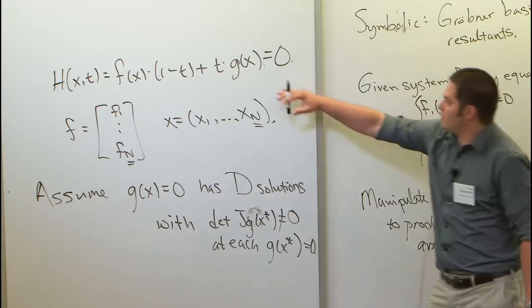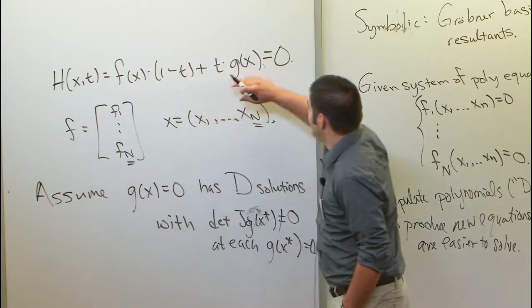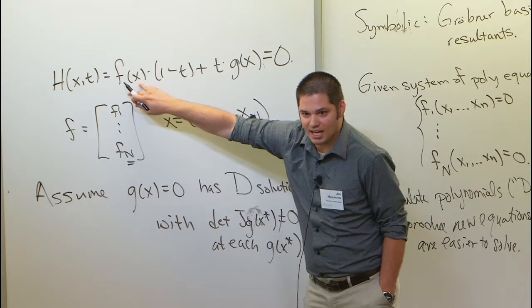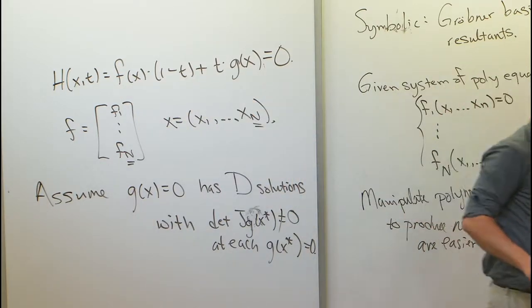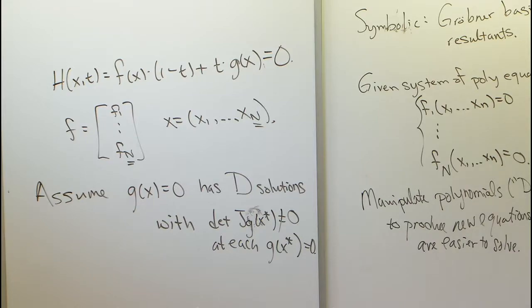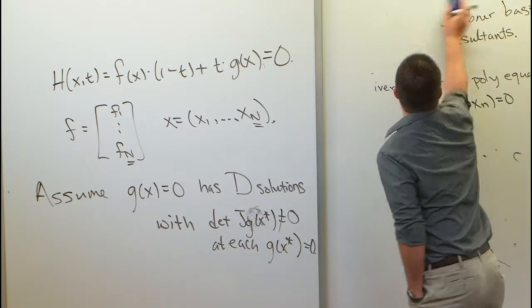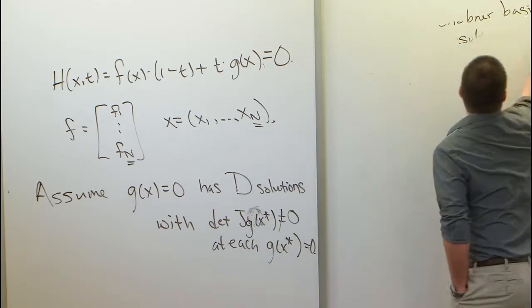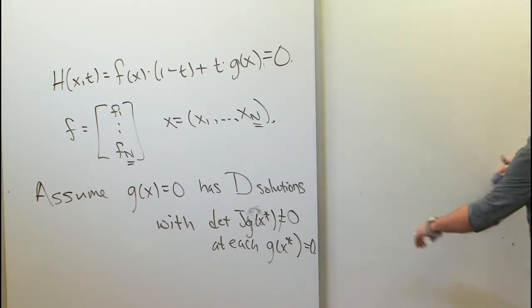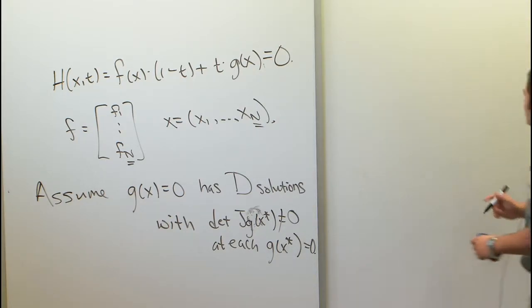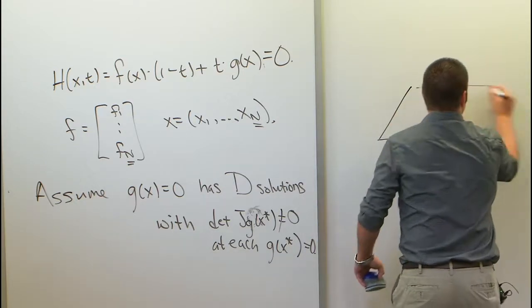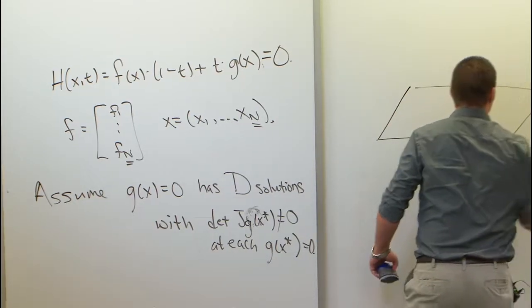This is a system of n equations in n plus 1 variables. There's n x's and 1 t. So you would hope this defines a curve. And almost everywhere it does. And let me tell you what I mean by that. So what you should think about is your t here is a complex number.